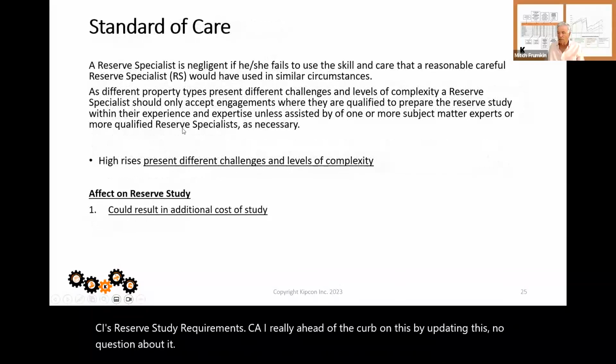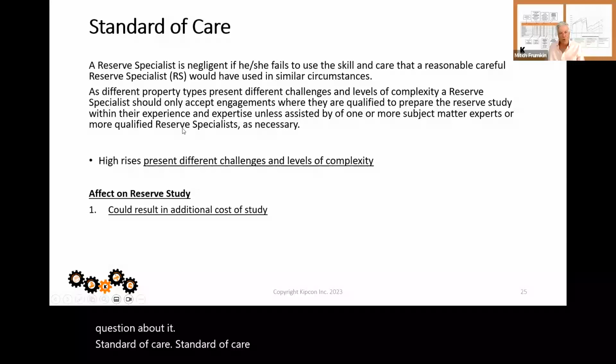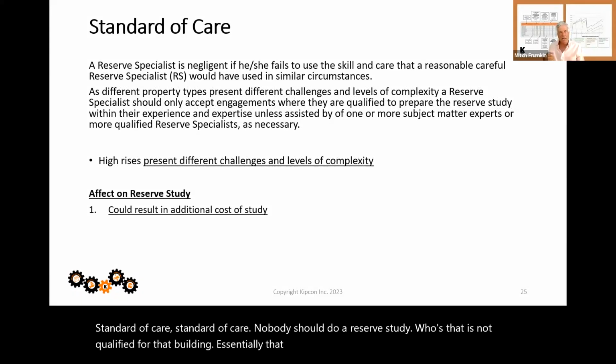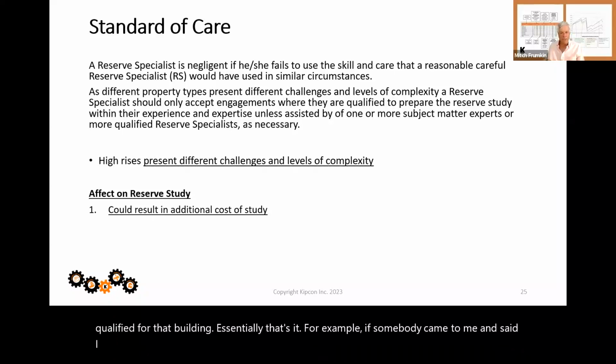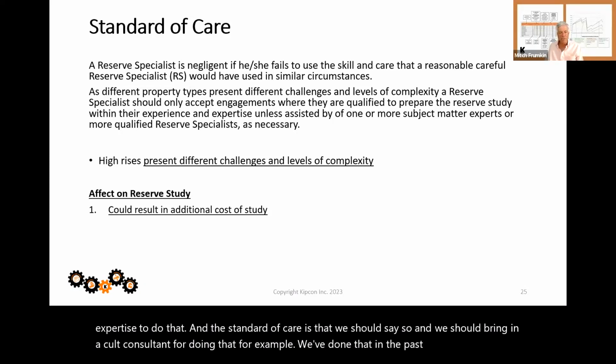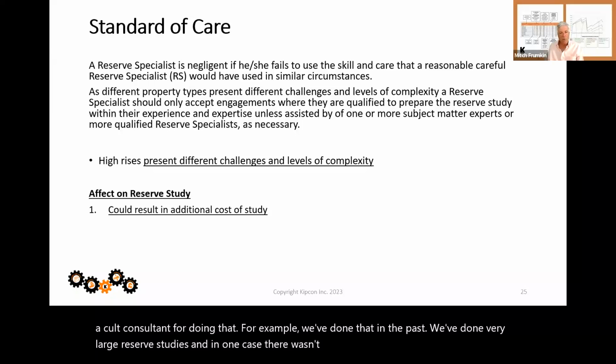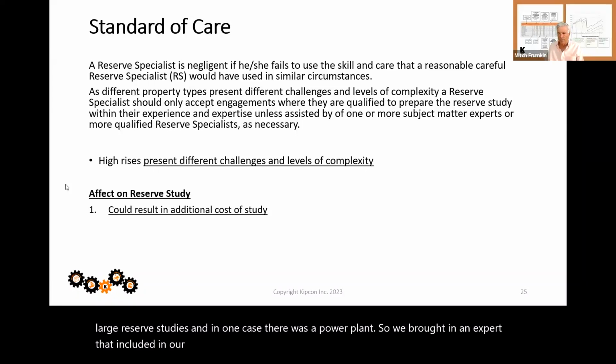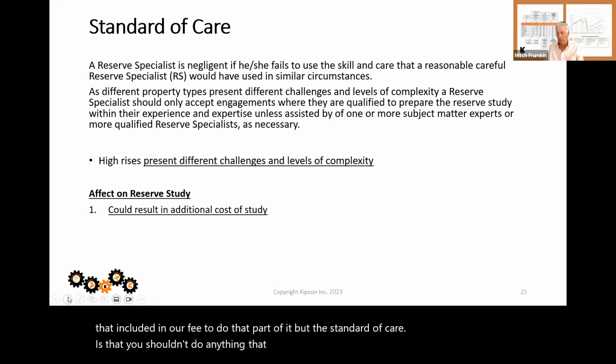Standard of care: nobody should do a reserve study that they are not qualified to do for that building, essentially, that's it. For example, if somebody came to me and said, I want you to do a reserve study on a power plant in my community, we don't have the expertise to do that. And the standard of care is that we should say so, and we should bring in a consultant for doing that. For example, we've done that in the past. We've done very large reserve studies, and in one case, there was a power plant. So we brought in an expert, included in our fee, to do that part of it. But the standard of care is that you shouldn't do anything that you're not capable of doing. I mean, it's nice to say, but not everybody does that.